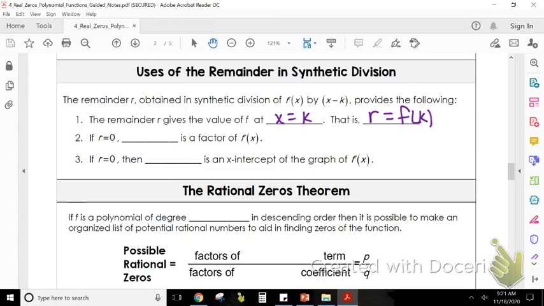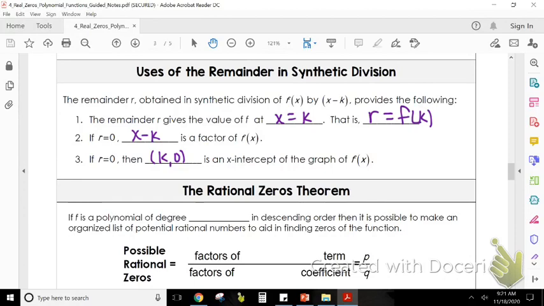If my remainder is 0, then that means that x minus k is a factor of the function. And if r equals 0, then k comma 0 is an x-intercept of the graph of f of x. So if r is 0, then that k value is an x-intercept. It's a 0. It's a root. It's a solution of our function.